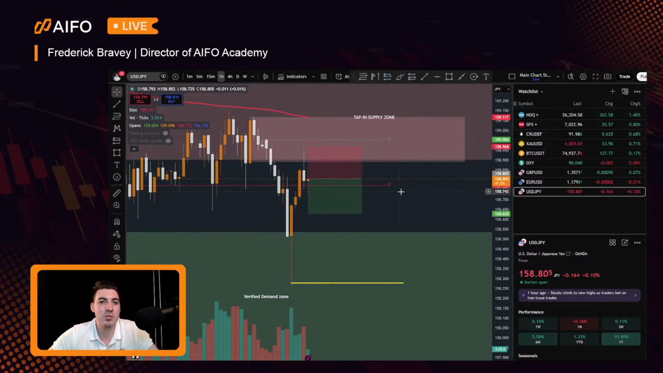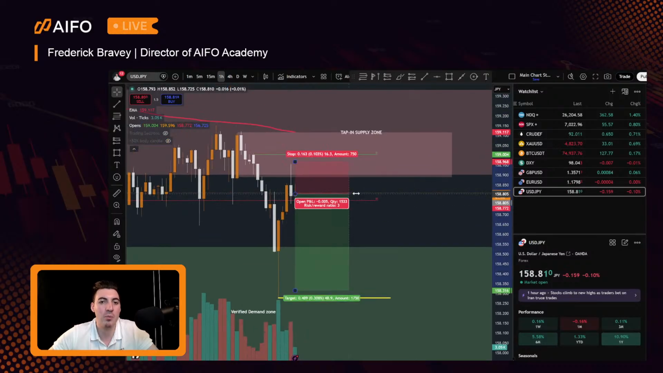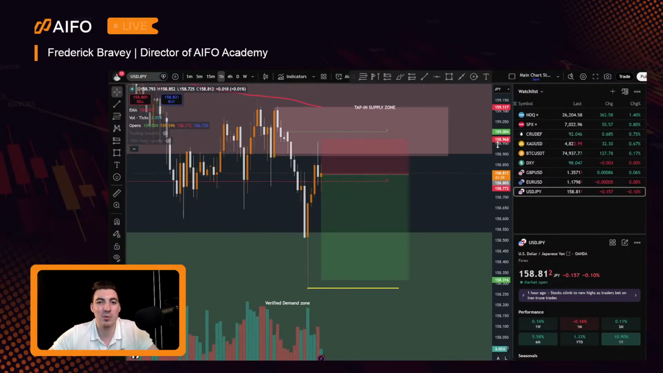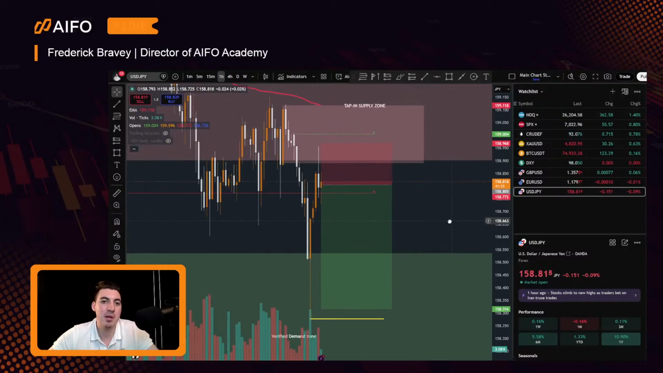I'd be very, very cautious with this though. And I think it's going to struggle to break this low. It's going to take a while to break that low. That's what I'm thinking. So I would maybe enter 1 to 3.